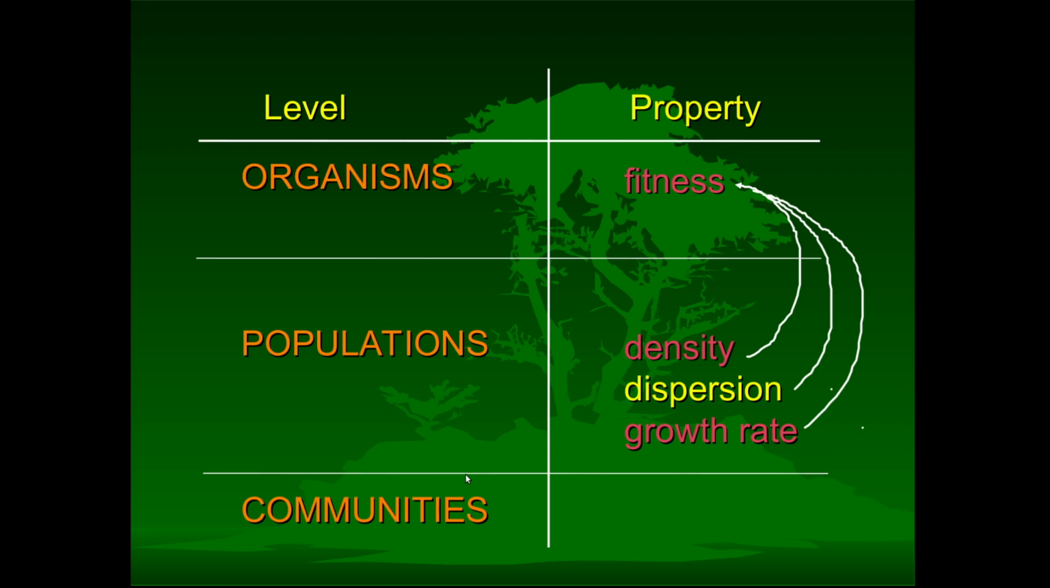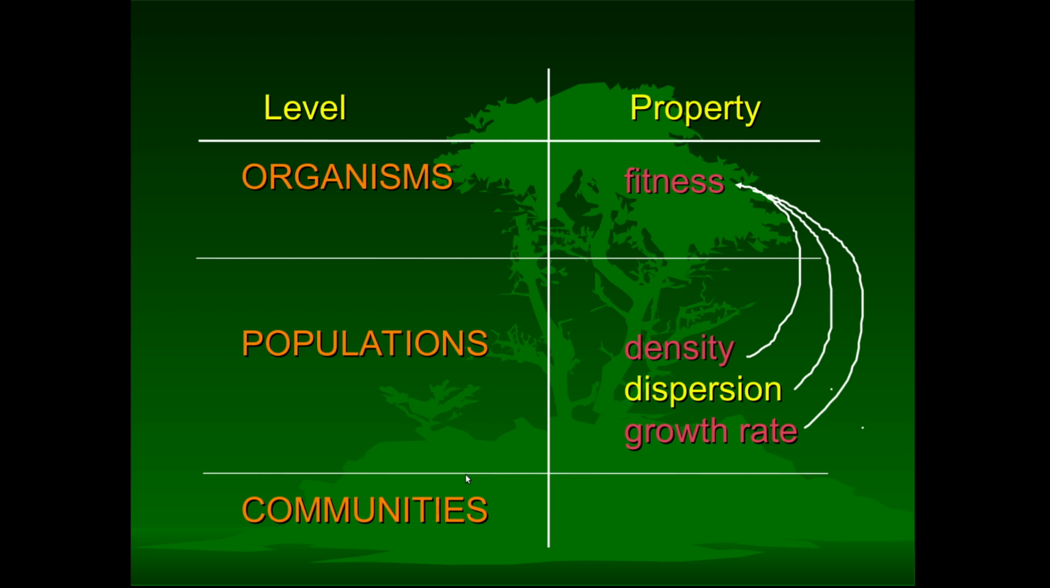Population density determines the influence that a population can have on other populations and also influences the fitness of individuals in the population. The fitness of individuals also influences density. For example, if individuals increase their fitness by migrating.